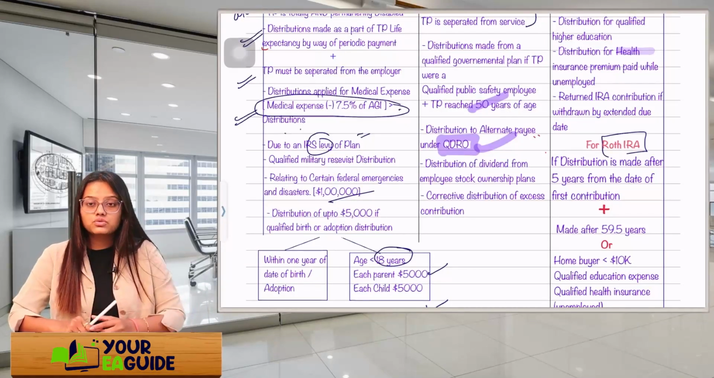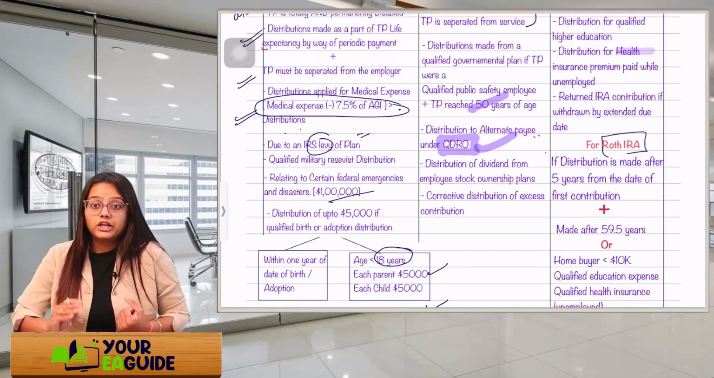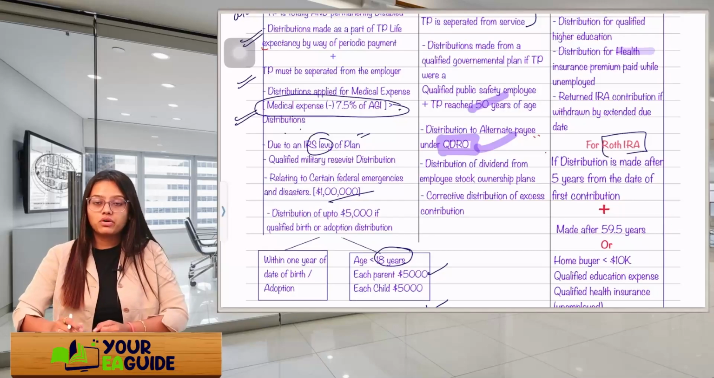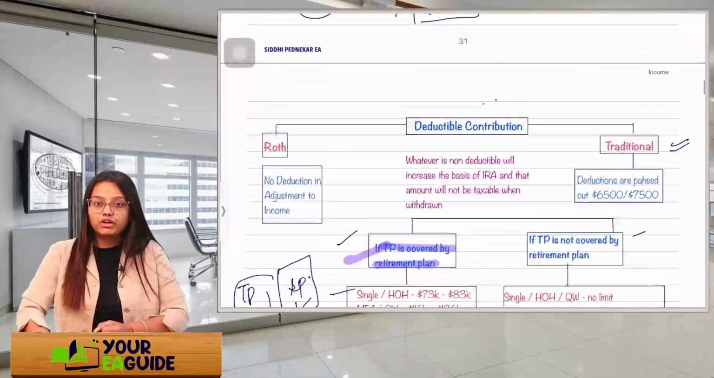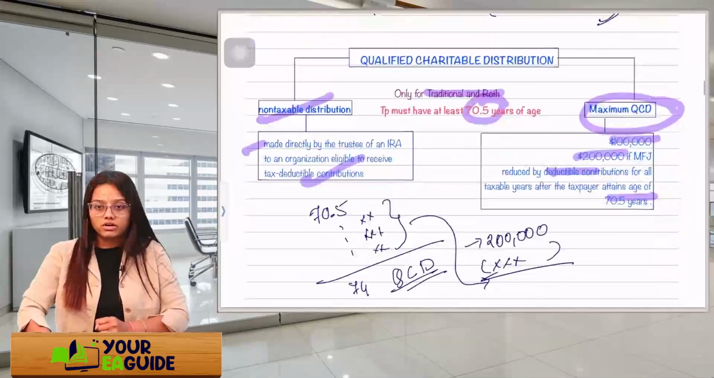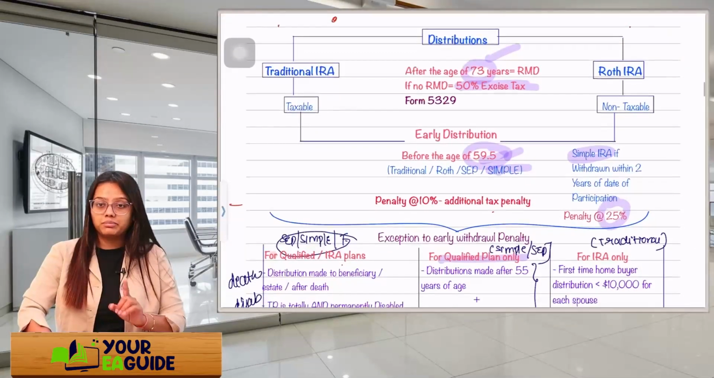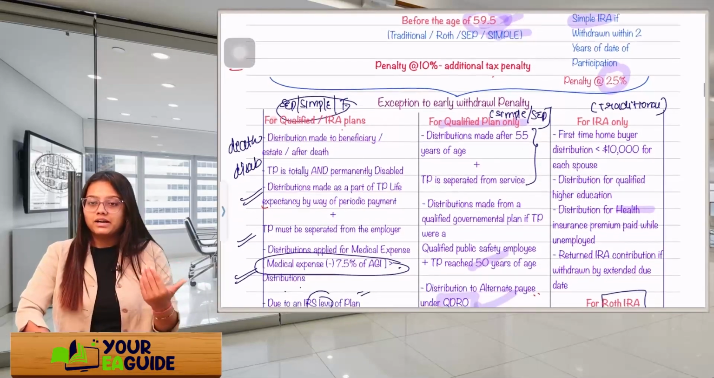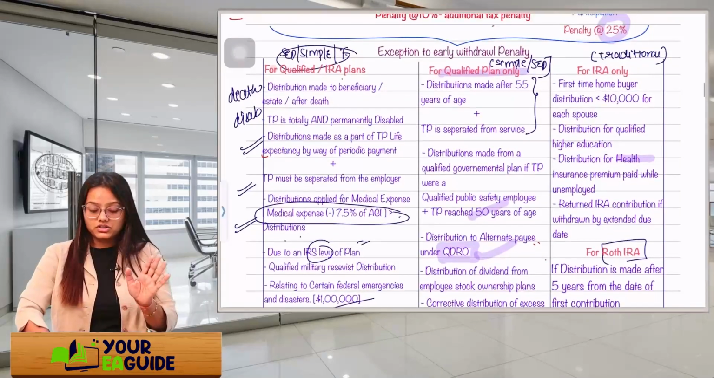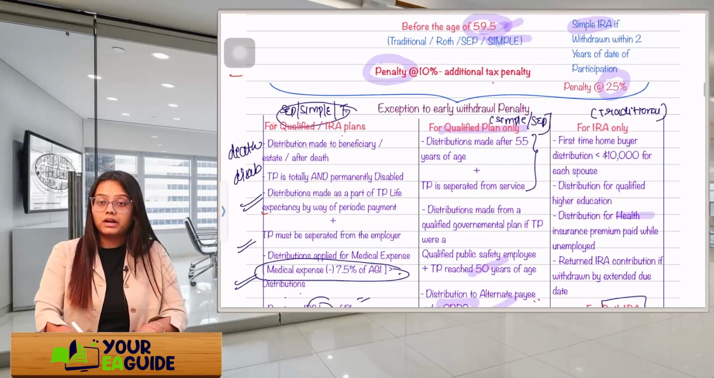Okay, next one is corrective distribution of the excess contribution. Corrective distribution means what? Earlier we have seen, if you have made an extra contribution, you are just withdrawing that extra 500, then it is not liable for the penalty. I am not saying non-taxable, it will not be liable for the penalty. Okay, don't misunderstand the difference between penalty and taxability.